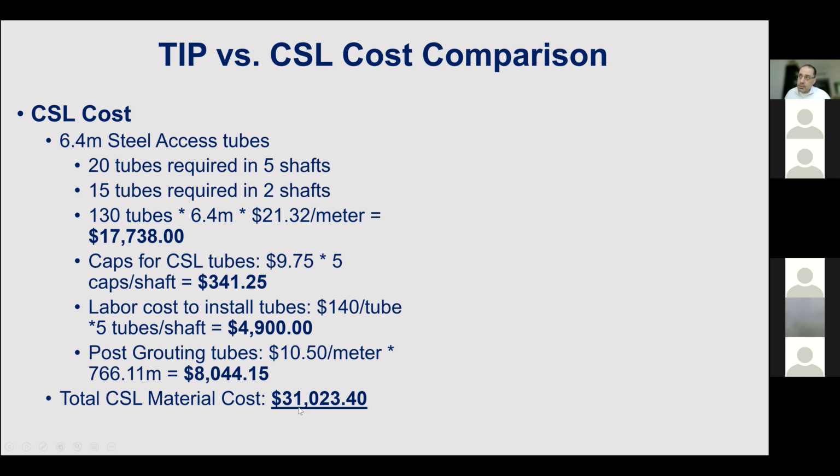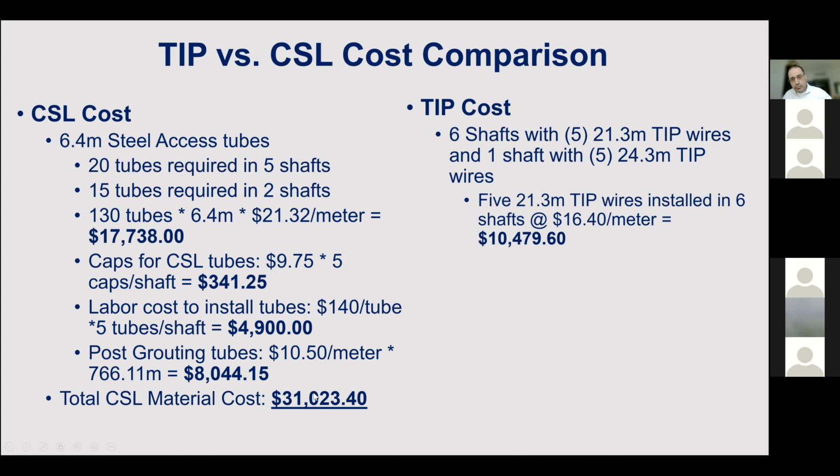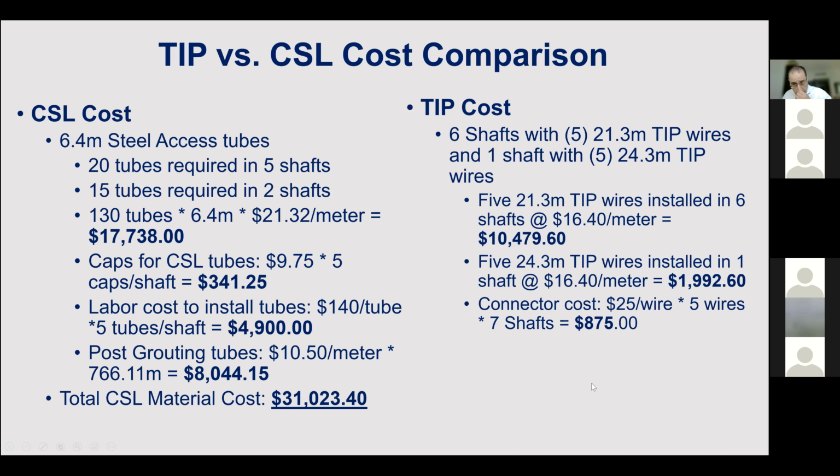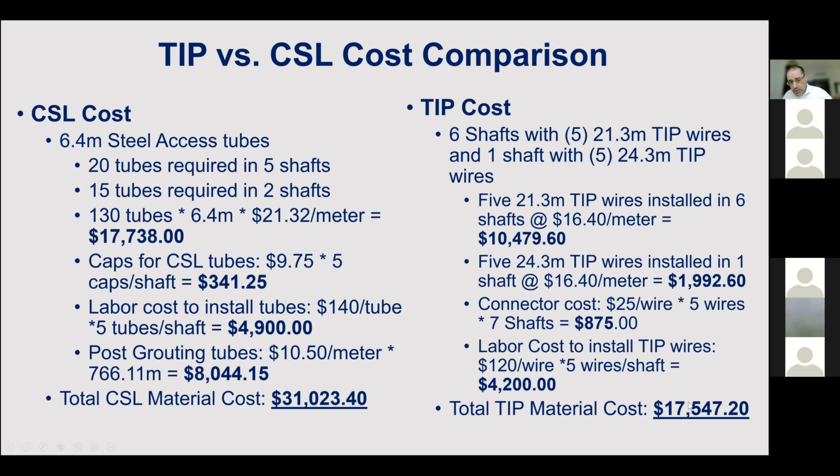This is an estimate in the United States. Of course, each country is going to have different material costs, but it just gives you an indication about an order of magnitude if you compare the methods. If you compare this to the thermal, you calculate how many wires are needed in the different types of shafts, the connections, the labor cost, and the total material cost, which roughly is a little bit more than half the CSL.